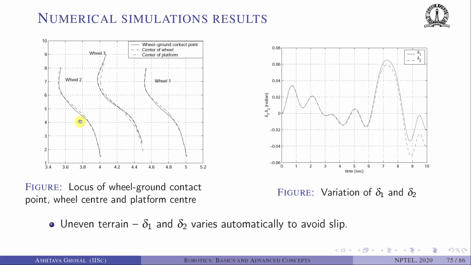basically because it is moving on uneven terrain. There is also delta 1 and delta 2 which is tilting. The two rear wheels are tilting so that there is no slip, and we can plot delta 1 and delta 2 as a function of time. So coming back to it, delta 1 and delta 2 are passive. They vary or adjust automatically to avoid slip.